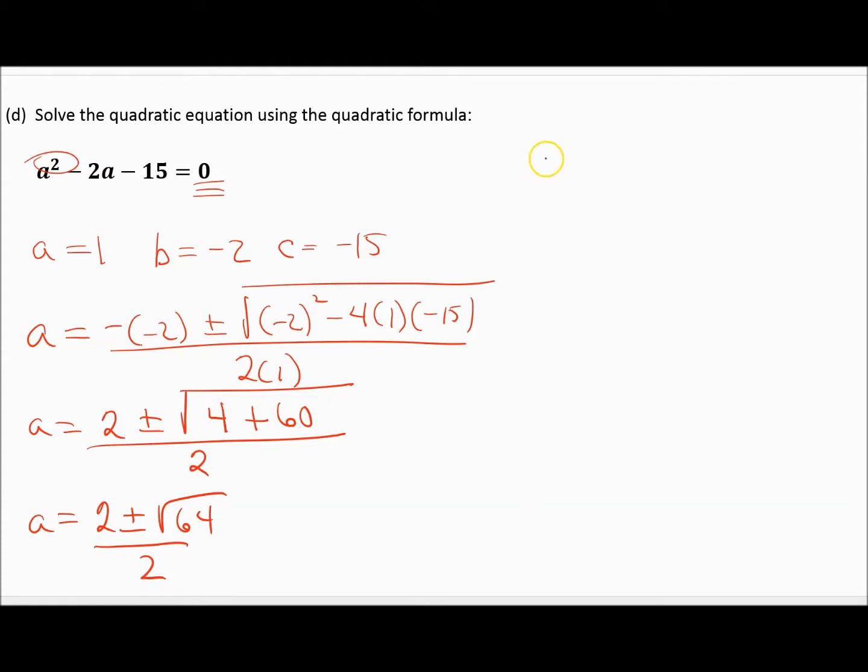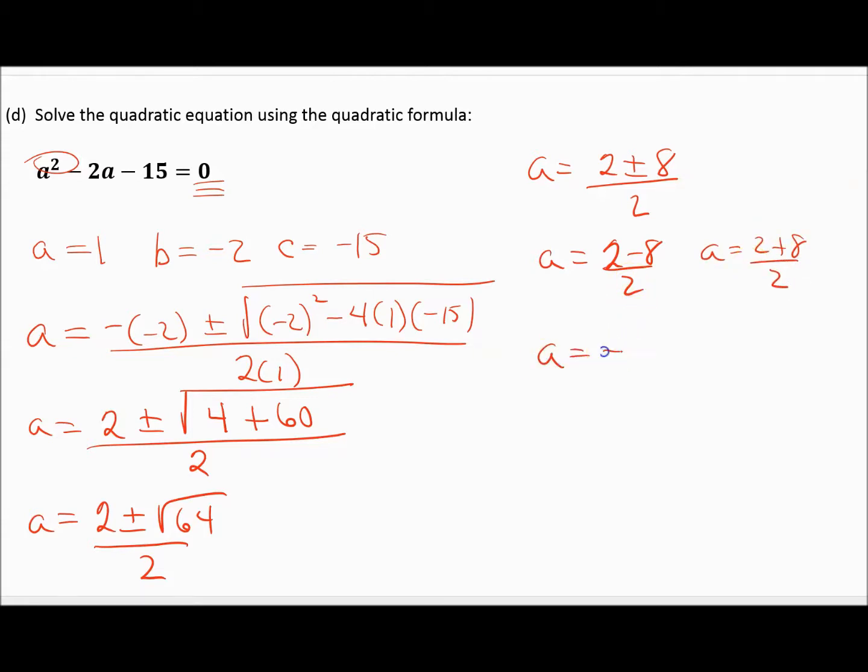So I continue to simplify. I have a equals 2 plus or minus the square root of 4 is 8 over 2. So once I take the square root, then I don't write the square root symbol anymore, and then I can subtract 2 minus 8 over 2. That's one of my answers. And 2 plus 8 over 2.